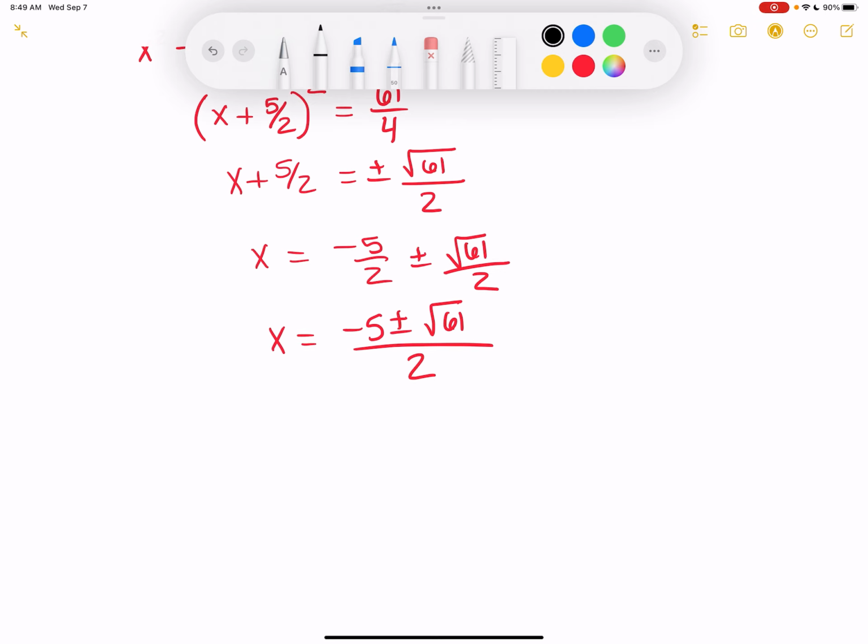Let's do a semi-hard one. 2x squared minus 7x plus 9 equals x minus 3 times x plus 1 plus 3x. You're still completing the square. So I just need to do a few things first.